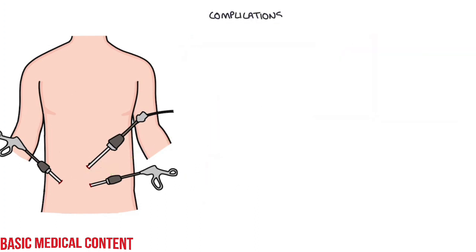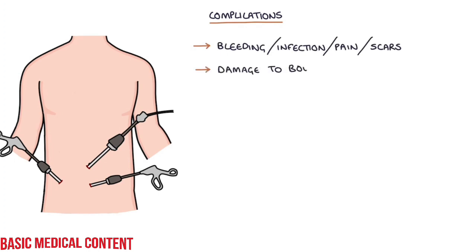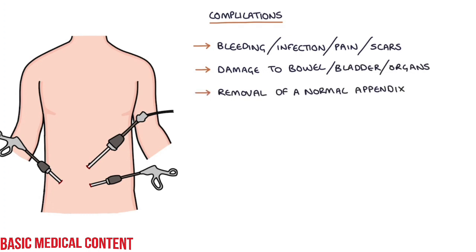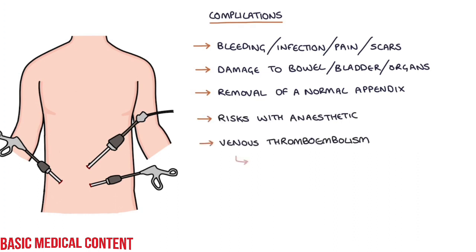There's a few complications to be aware of with an appendicectomy, and these include bleeding, infection, pain, and scars, damage to the bowel, bladder, or other organs, removal of a normal appendix, the risks associated with the anesthetic, and venous thromboembolism, such as a deep vein thrombosis or a pulmonary embolism.